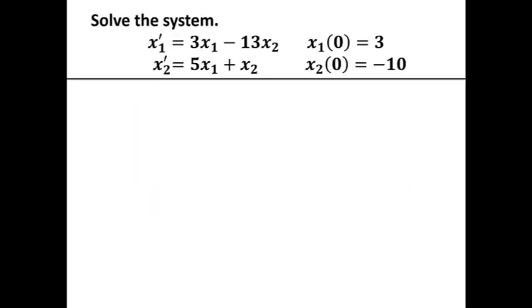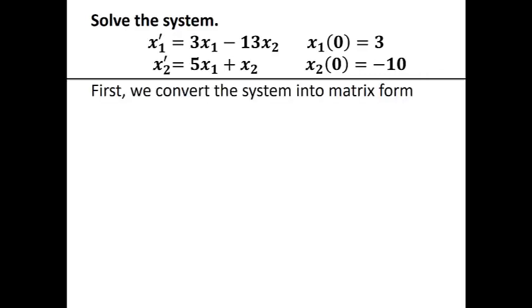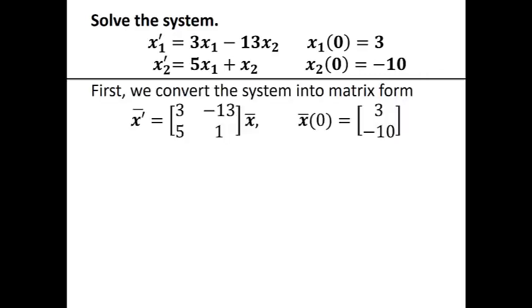So suppose we want to solve the system x1 prime equals 3x1 minus 13x2, x2 prime equals 5x1 plus x2, including the initial data, x1 of 0 is 3, x2 of 0 is negative 10. Okay, so first we convert the system into matrix form. X bar prime equals our coefficient matrix, [3, -13; 5, 1], times x. And our initial data, x bar of 0 is [3, -10].